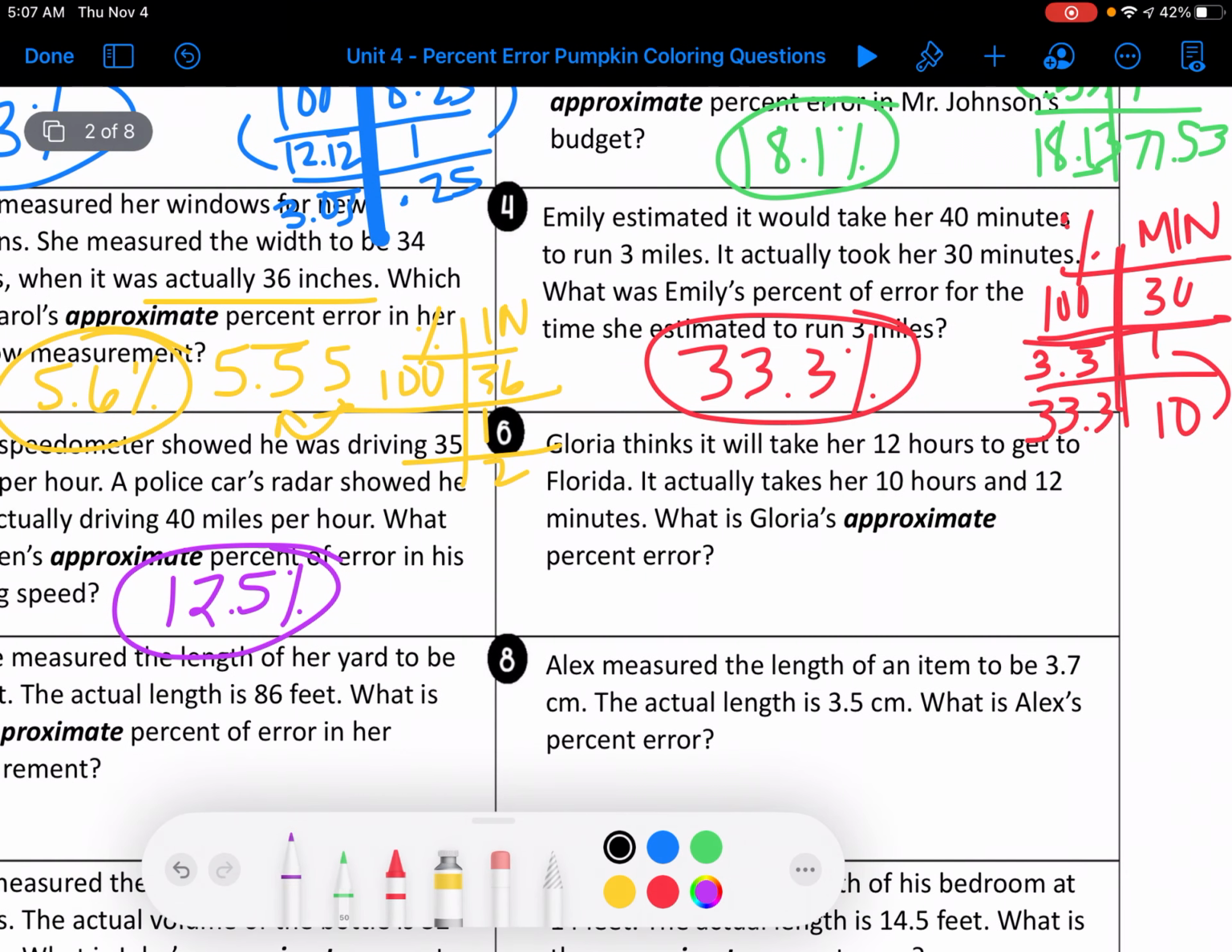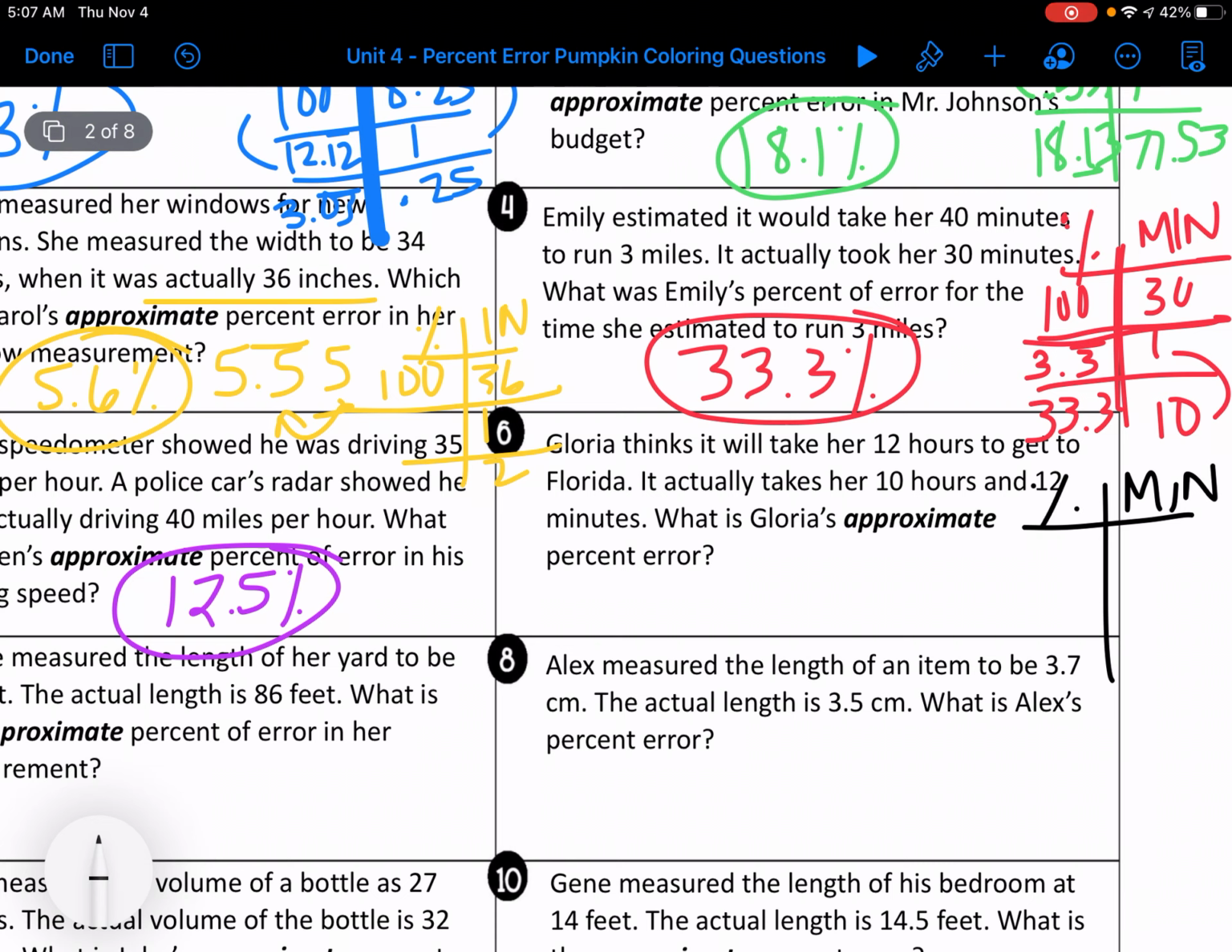All right, Gloria thinks it'll take her 12 hours to get to Florida, but it actually takes her 10 hours and 12 minutes. So because of these minutes, I'm going to have to convert everything to minutes. So I have 100%, and I know 12 hours is actually 12 times 60 minutes. So that's going to be 720 minutes.